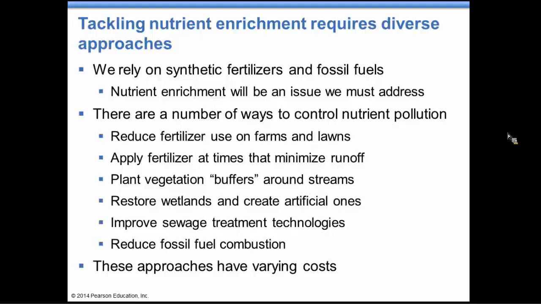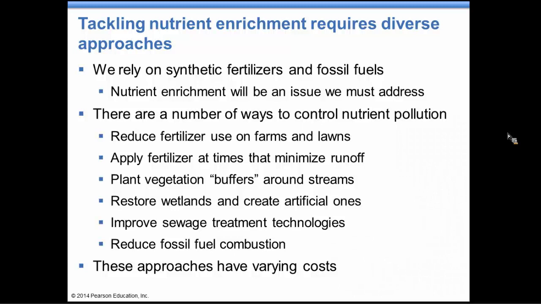And tackling this nutrient enrichment requires several diverse approaches, and these approaches have widely varying costs for the same level of nutrient reduction. We could reduce fertilizer use on farms and lawns. Naturally, that would probably be the easiest. Apply fertilizer at times that might minimize runoff. Plant vegetation buffers around the streams so these buffers can take up the nutrients beforehand. Restoring wetlands and creating artificial ones is a great way to have somewhere to take all these nutrients.